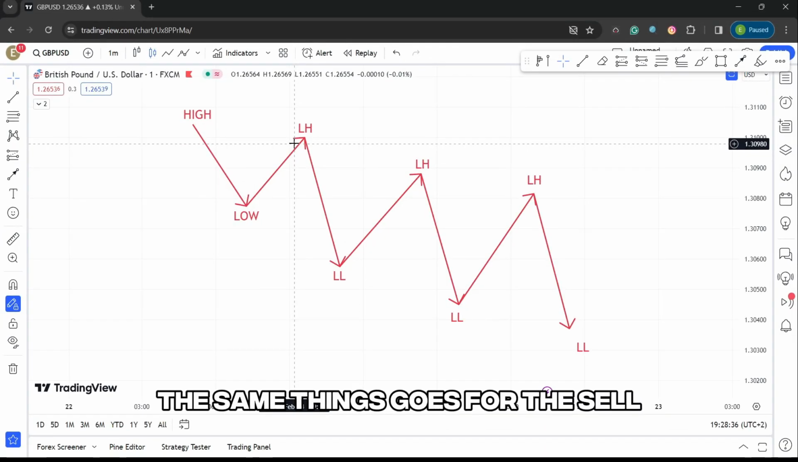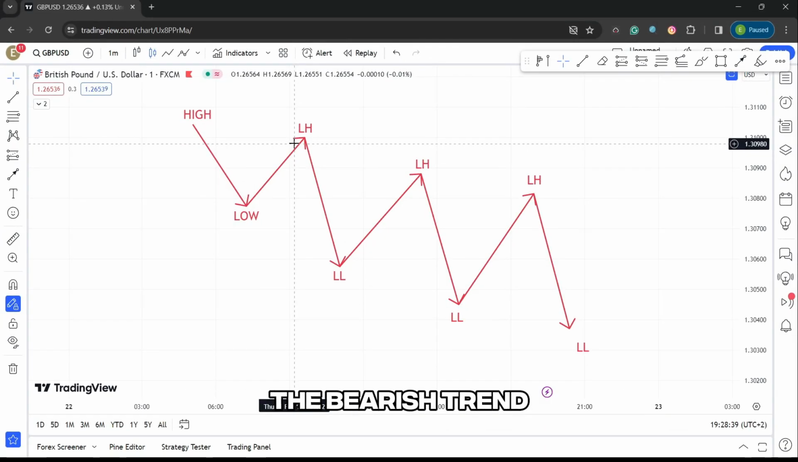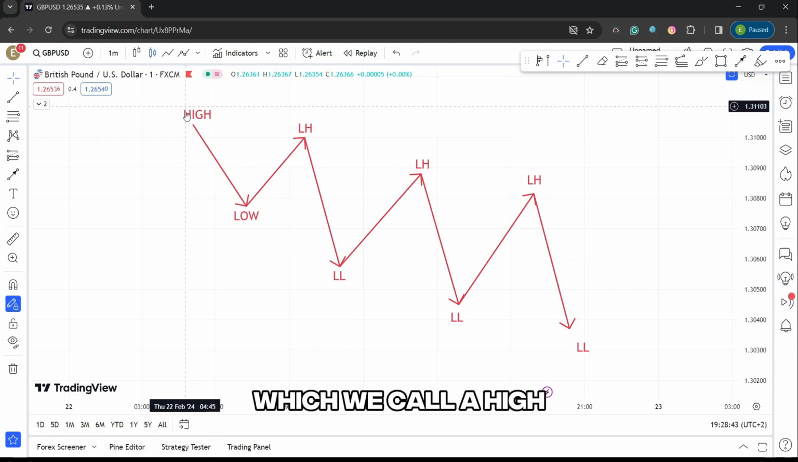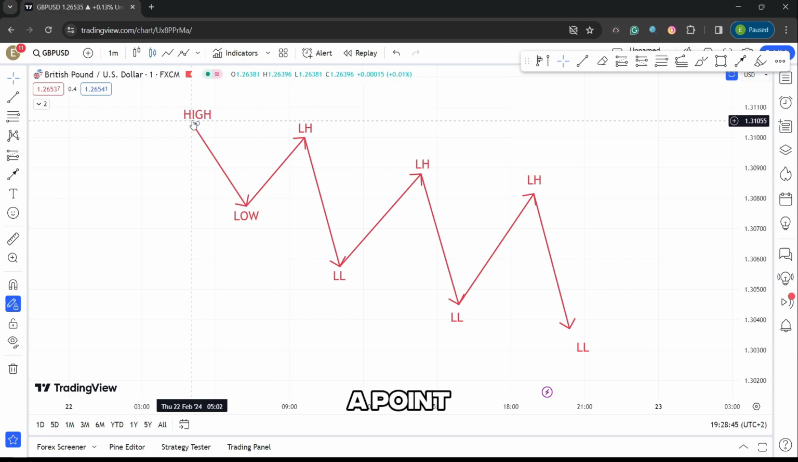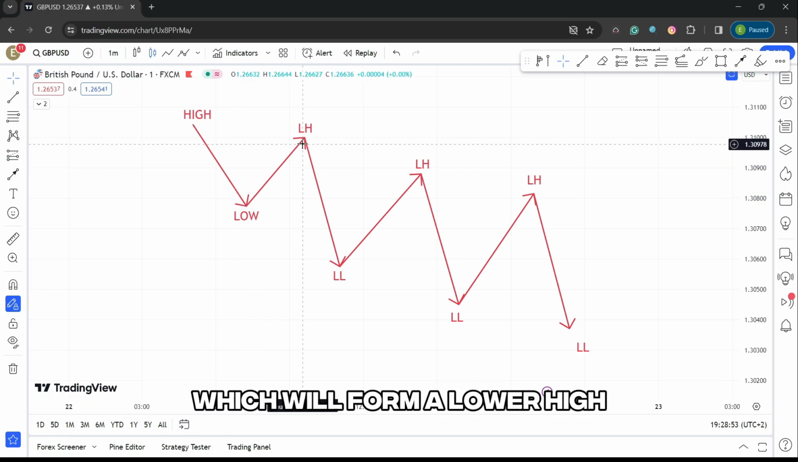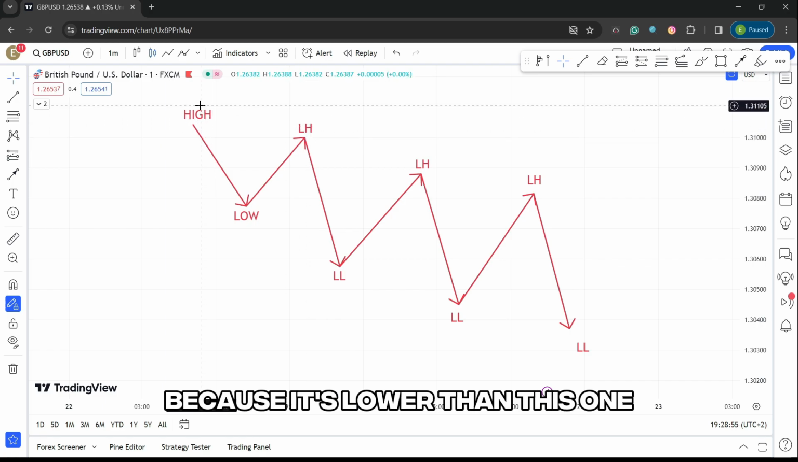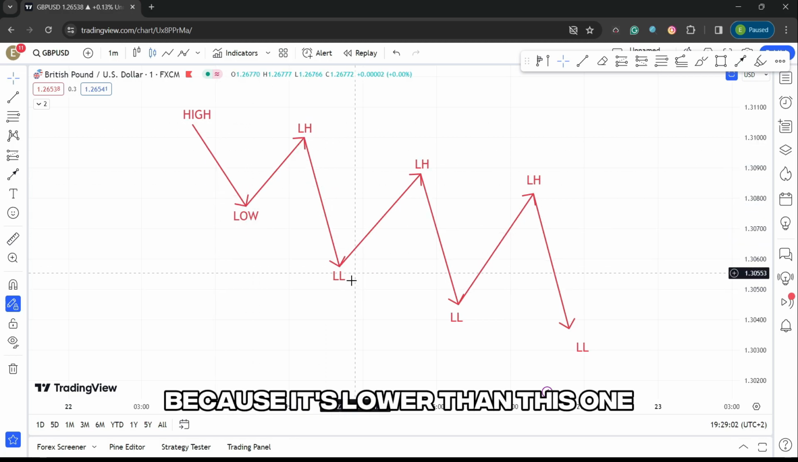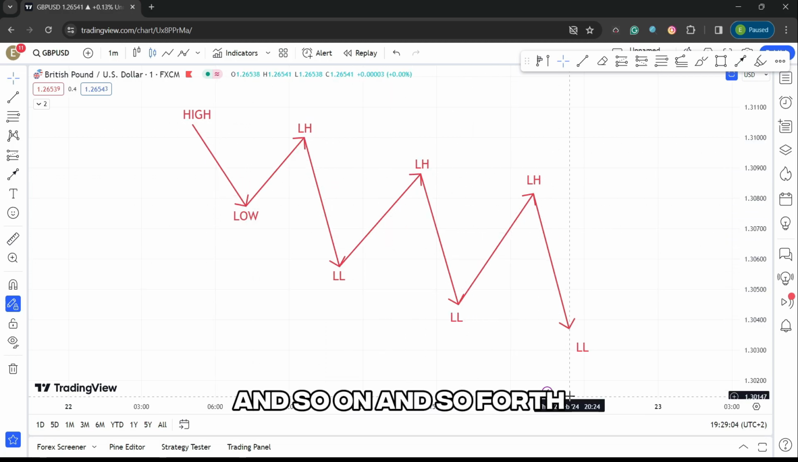The same thing goes for the sell. The bearish trend, we have a fixed point in the price which we call a high. That is this one, a point from which the downward movement starts, forming a low. Then comes the pullback, which will form a lower high because it's lower than this one, continuing then into a lower low because it's lower than this one, and so on and so forth.